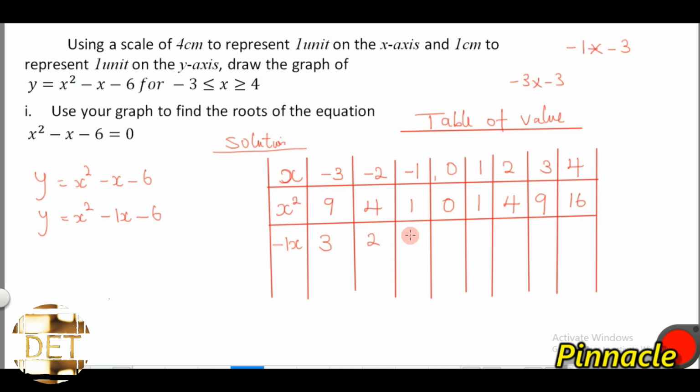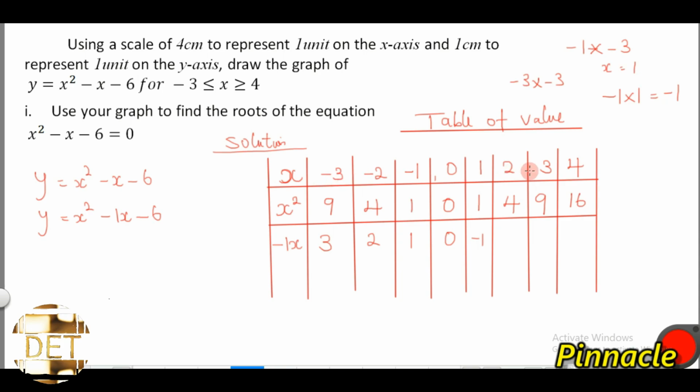It will give me 1. When x is 0, minus 1 times 0 will give me 0. When x is 1, minus 1 times 1 will give me minus 1. So when x is equal to 1, my minus 1x will be minus 1 times 1, and that will be equal to minus 1. So that's how we got this minus 1.